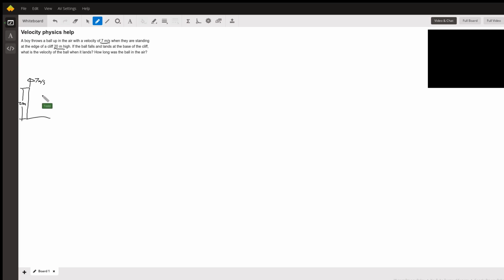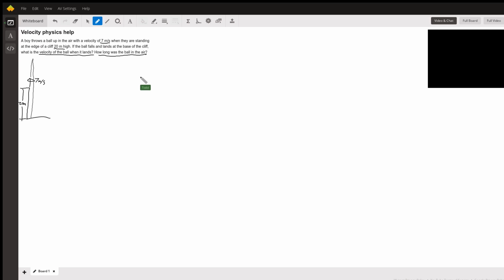So I've just gone ahead and made a quick sketch of the initial conditions. It's initially launched upwards at 7 meters per second. It's a 20-meter cliff, and then, assuming that it takes an approximately straight back down path. Okay, so we need to find the velocity when it lands. How long was the ball in the air?